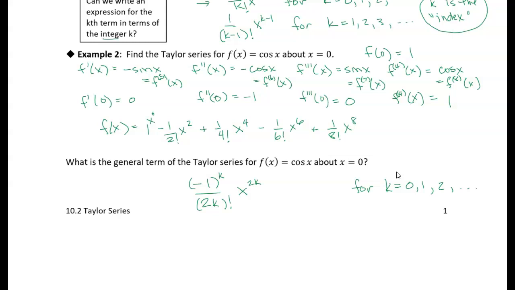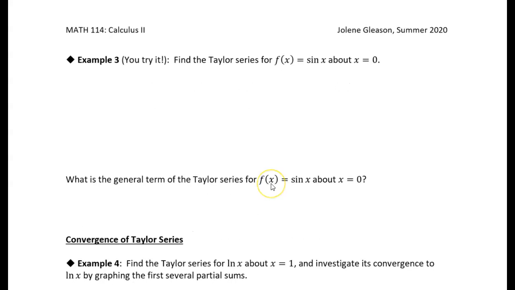Okay, so that's an expression for the general term. It's not the only one, but there are different ways that you could write that, or you could write it starting at 1, if you wanted to. But I think this is probably the simplest way to write it. All right, so this is one I want you to give a go on. So this is sine of x, okay? But it's the same process. So I'm going to have you pause the video and give this a try, and then you can come back and check.